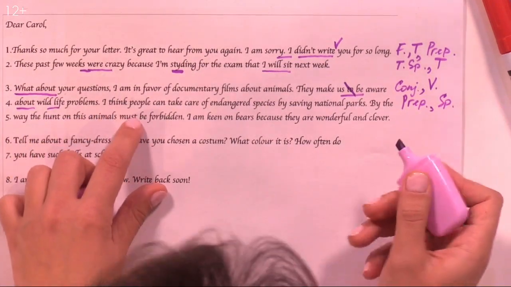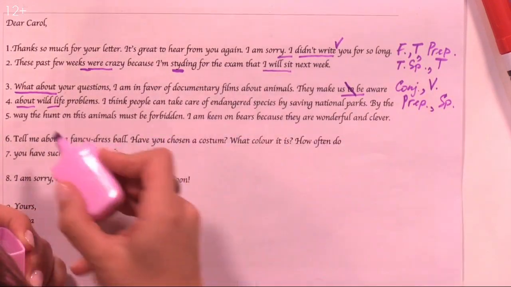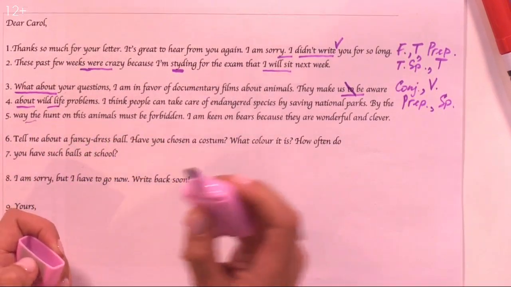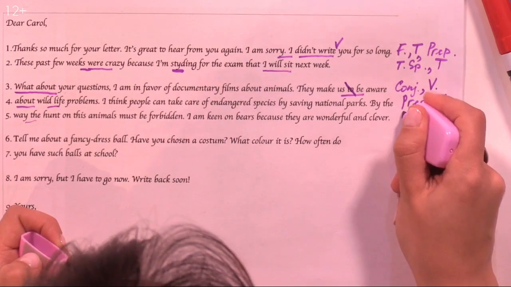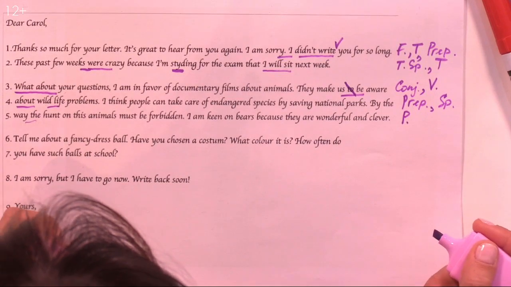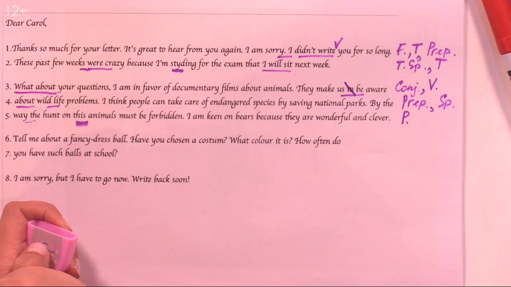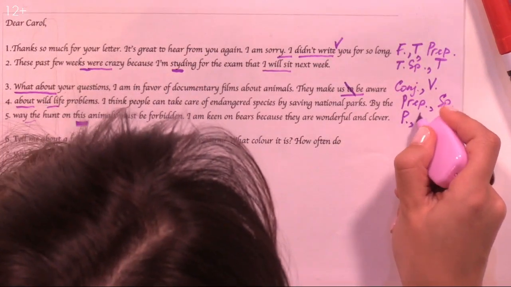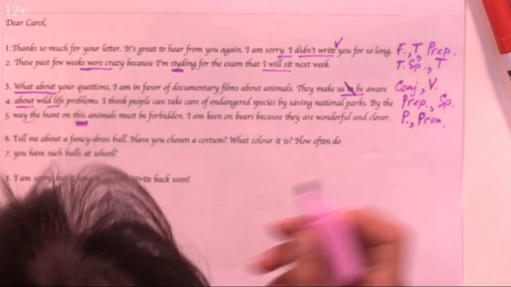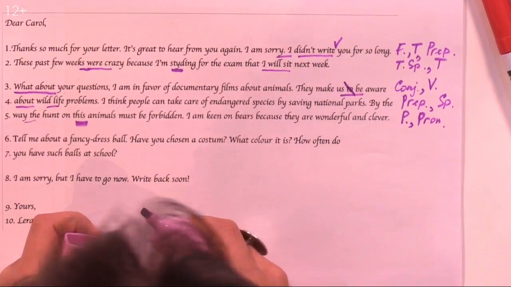Problems. I think people can take care of endangered species by saving national parks. By the way, something is missing here, right? It's a linking word. We need a comma, so it's punctuation. They hunt on these animals, and this is a pronoun, right? Must be forbidden. I'm keen on bears because they're wonderful and clever.